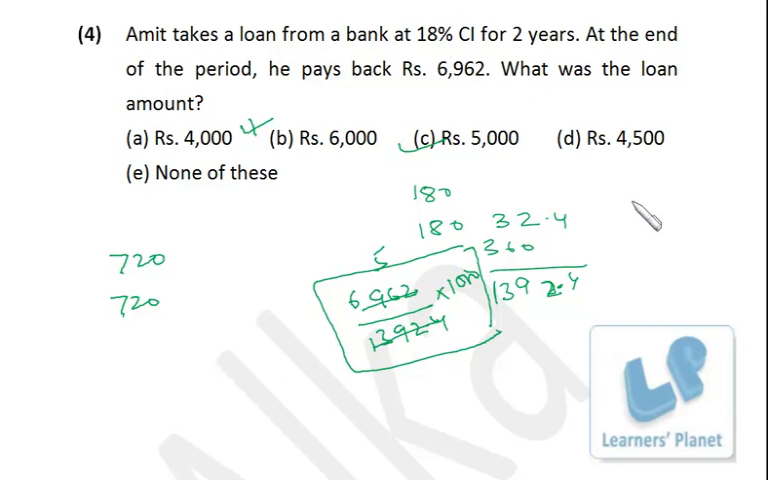5000 at 18% is 900. Then 900 in the second year, and 18% of 900 is 162. So very simply you can see 900, 1800 and 162. Precisely it is 1962 plus 5000, so that is 6962. I have told you the method from the question, and how you can go through the options. That's pretty simple. I hope you are clear with both the ways.